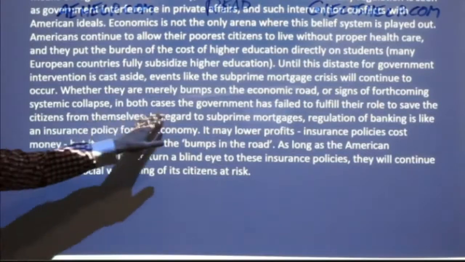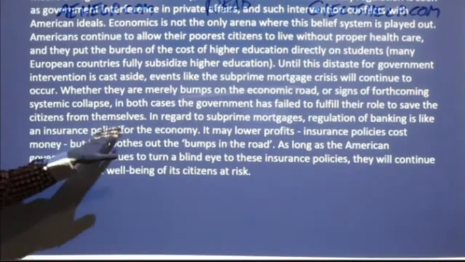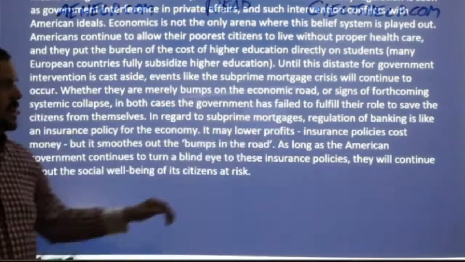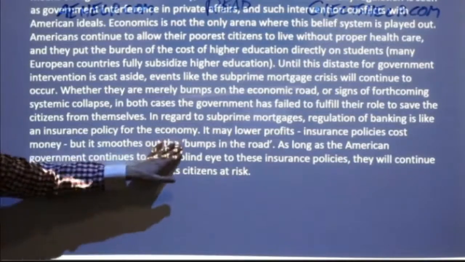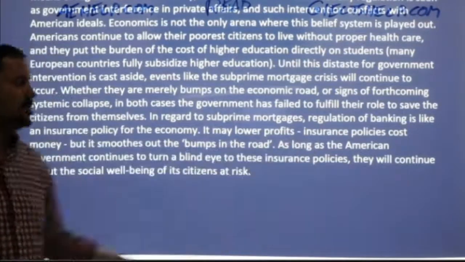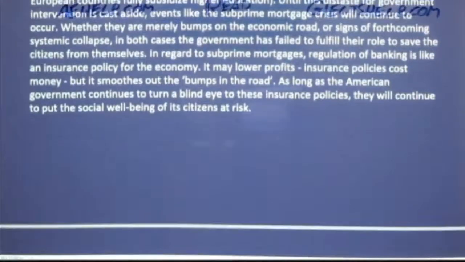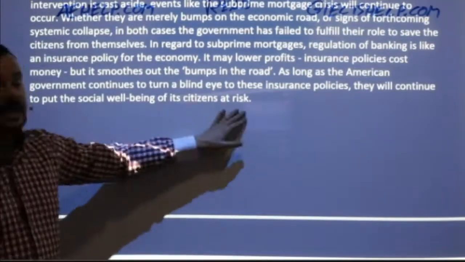In both cases, the government has failed to fulfill their role to save the citizens from themselves. In regard to subprime mortgages, regulation of banking is like an insurance policy for the economy. It may lower profits, insurance policies cost money, but it smooths out the bumps in the road. As long as the American government continues to turn a blind eye to these insurance policies, they will continue to put the social well-being of its citizens at risk.